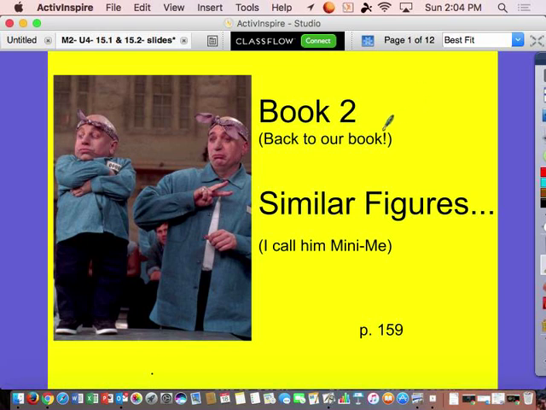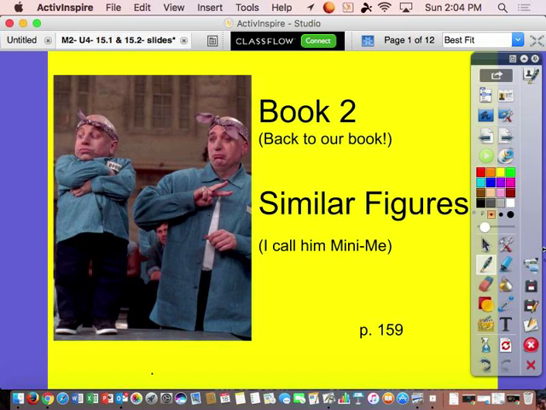We're back into our own book, book 2, Similar Figures, or as I like to say, I call them mini-me. Get it? Because they're exactly the same, only a different size. We're on page 159.